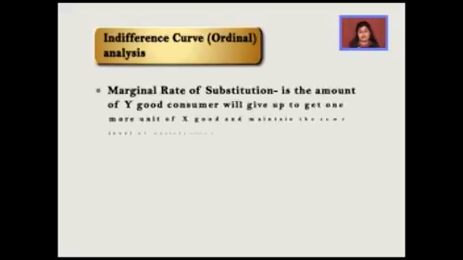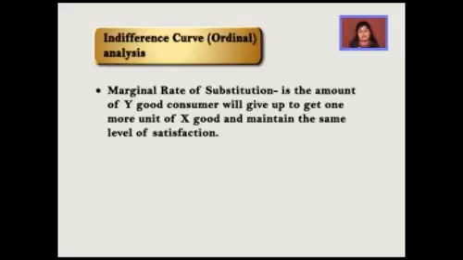Now, let me tell you, what is marginal rate of substitution? Since our income and prices of the two goods have been kept constant, if we want one more unit of one good, we will have to forego a few units of the other good. This is called marginal rate of substitution. So it is the amount of Y good the consumer will give up to get one more unit of X and maintain the same level of satisfaction.